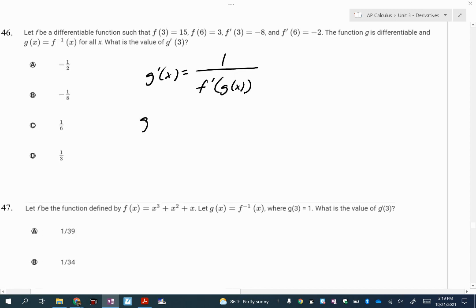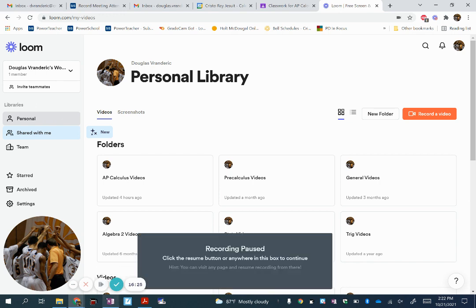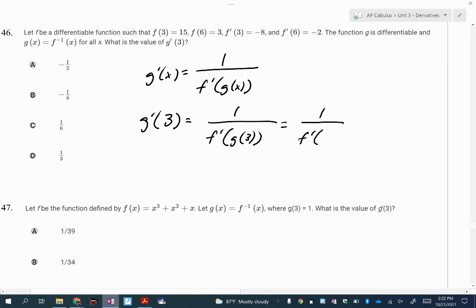So if I do this for positive 3, it's going to be 1 over f prime of g of 3. That's 1 over f prime of g of 3, which is, what is g of 3? Oh, it doesn't tell me g of 3. Clearly I did something wrong. Hold on one second. Okay, appreciate that pause. So what I did not understand was that I thought they were going to give me g of 3. They did not.